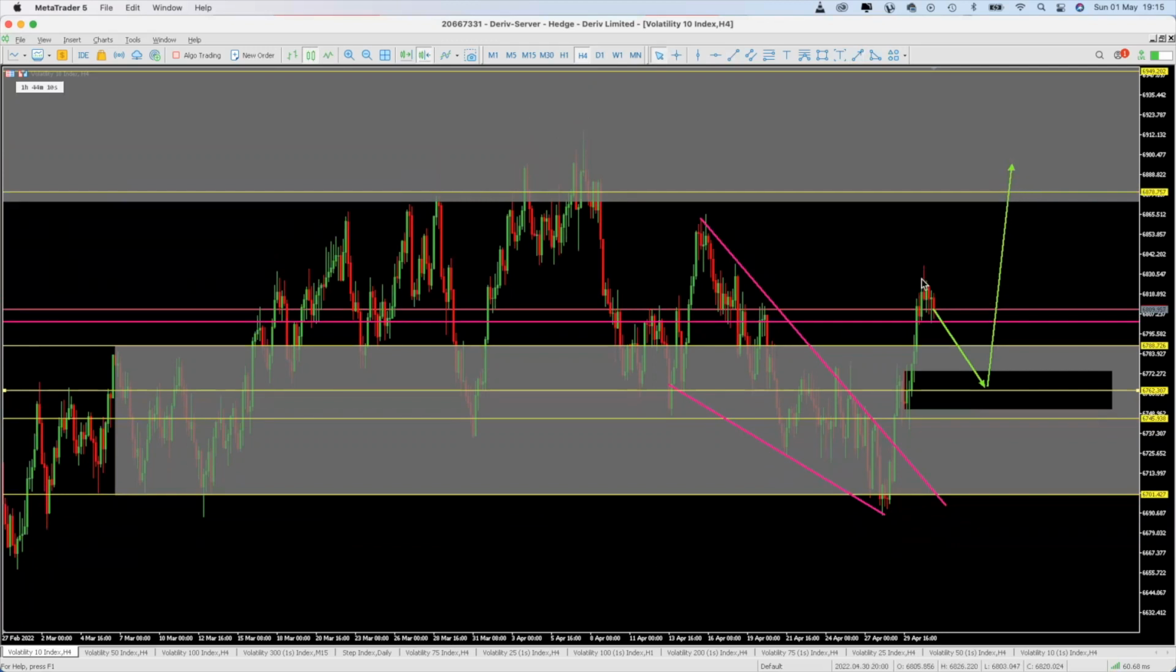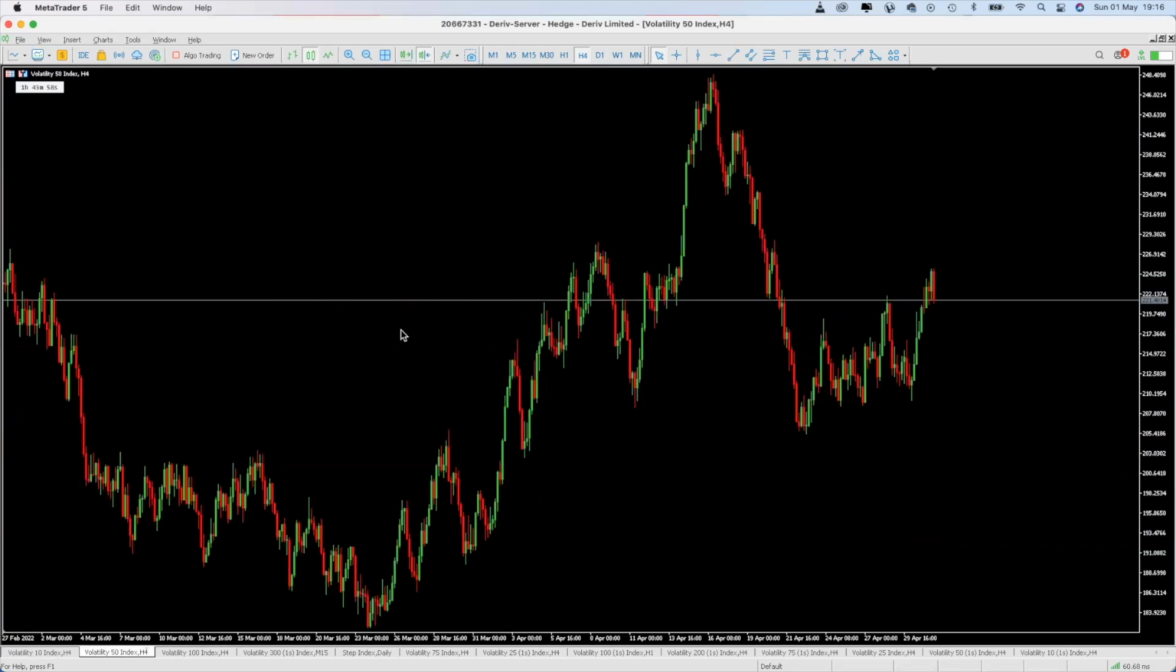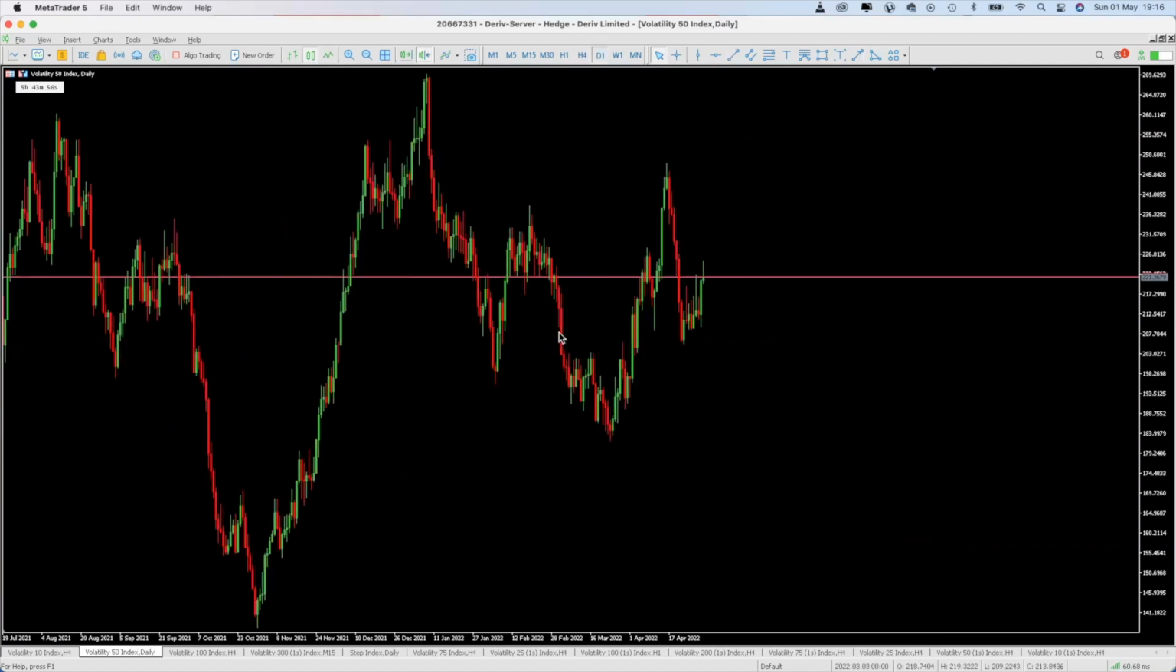Okay, if I get this pullback, then I'm buying this market all the way up here. So that is it for VIX 10. I think I'm looking at a buy. Now VIX 50 is also an interesting thing that's happening here.